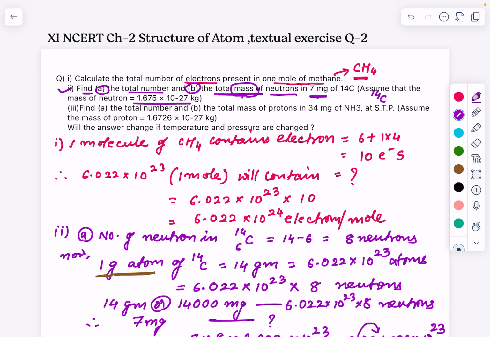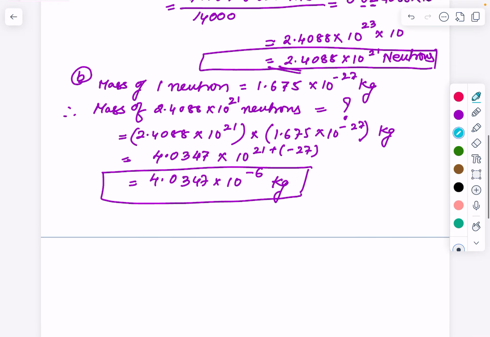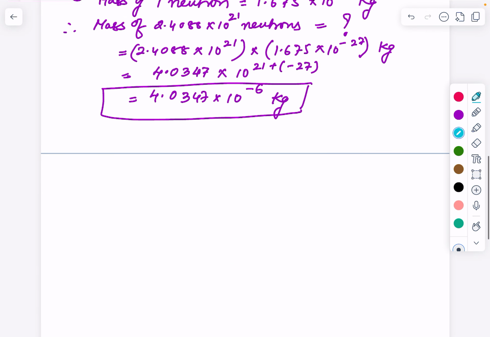Similarly, you need to do one more part of the question, that is the third part, and it is exactly like your second one, but here the question is you have to find out the total number and total mass of protons, and that too of 34 milligrams of ammonia. Okay, so let us try to solve the third part of the question, and it goes like this: protons need to be found out.